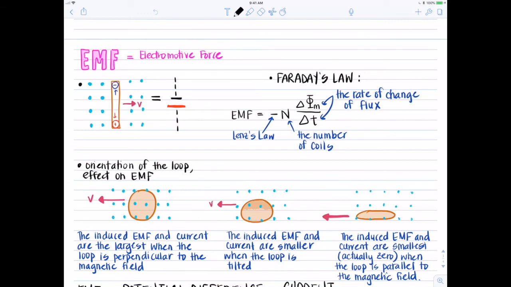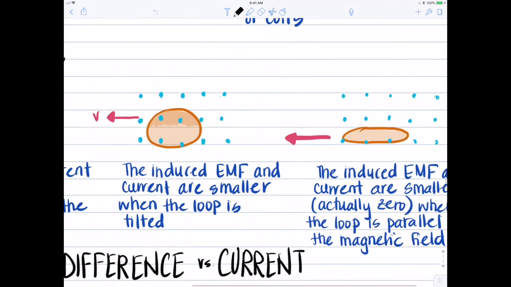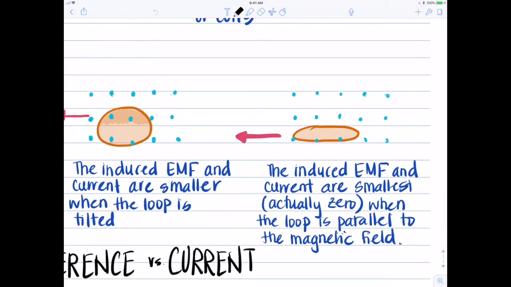Now when the cross-sectional area, and I'm just going down the row, from left to right, is actually parallel to the field, here we have the cross-sectional area parallel to the field, then the induced EMF and current are the smallest that they'll be, and they're actually 0. So when the loop is parallel to the magnetic field, we do not get an induced EMF and we do not have an induced current.